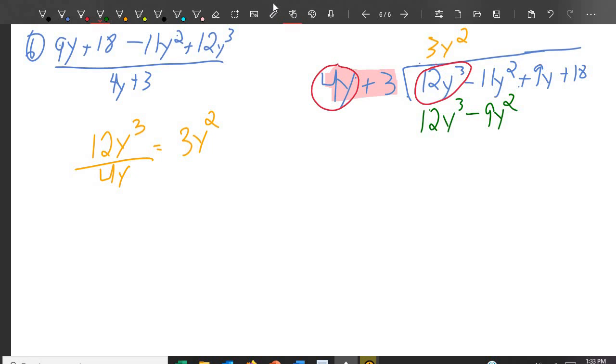Oh, I haven't changed it. Well, let me make sure. Okay, something's not going to work out. I'm trying to figure out what it is. If I do the subtraction at this point, I get this. Now here's my problem. Here, when I subtract those, I'm going to get a negative 2y squared. The 4y doesn't go into the negative 2y squared.